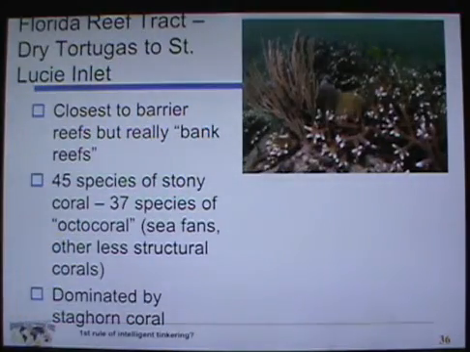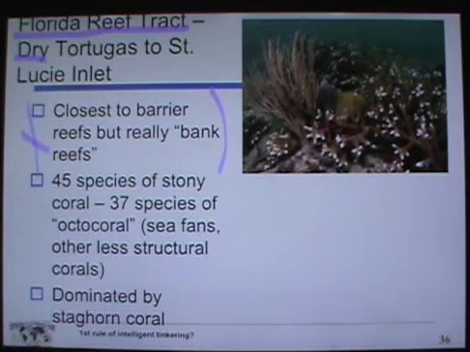So we have a very large tract of coral reefs. It runs from the Dry Tortugas, sort of northwest-ish of Key West, all the way around to the St. Lucie Inlet, which is on the east coast, about due east of Highlands County. Quite a range, 200 or 300 miles long.